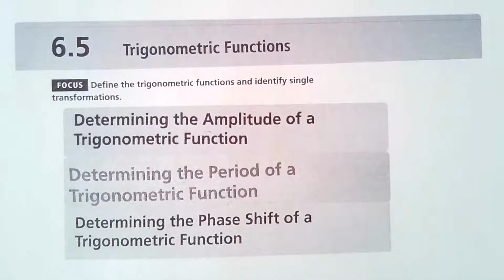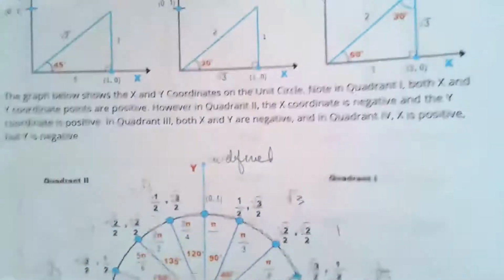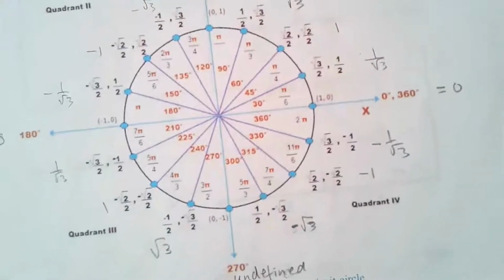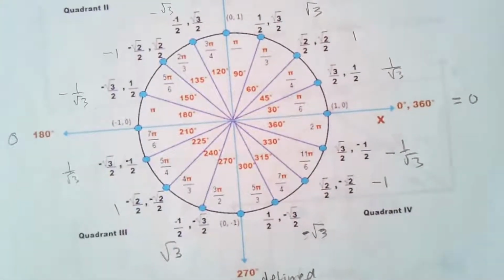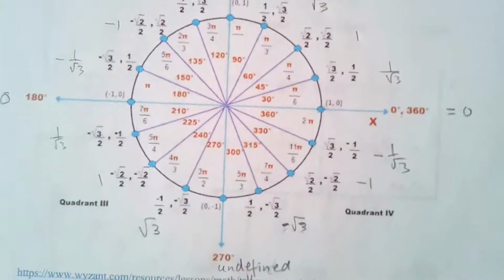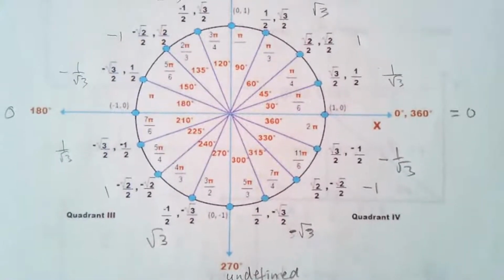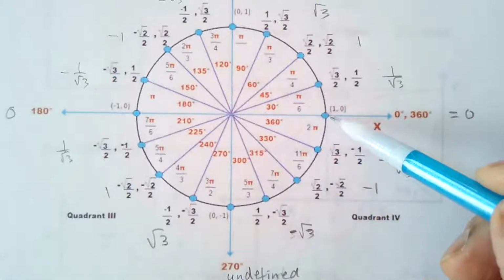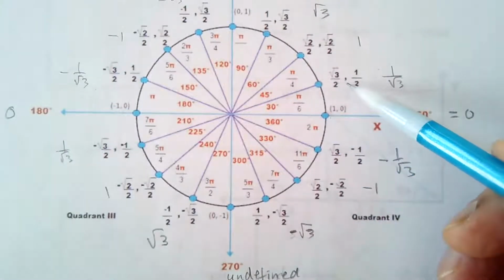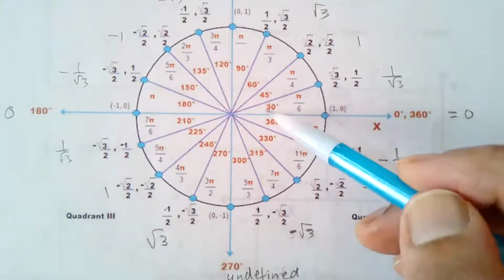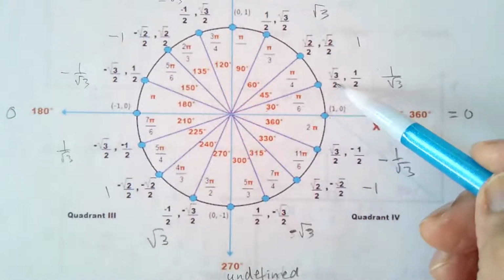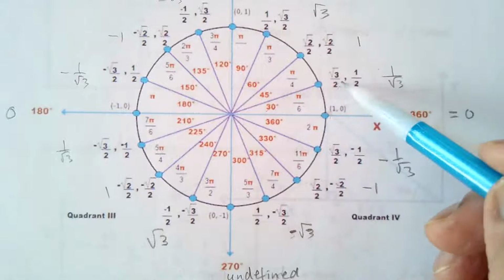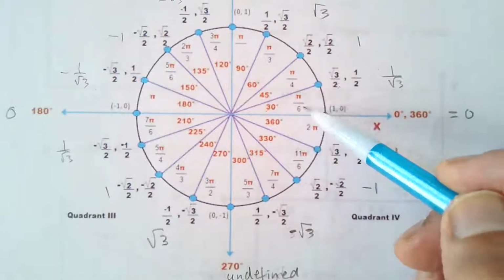Just a background. In the previous lessons, we looked at the unit circle. So we'll be utilizing the unit circle. And remember, the unit circle, we have both degrees and radians. We said the x-coordinate would refer to the cos. So the cos of 30 degrees, or pi over 6, is root 3 over 2. The sine of 30 degrees, or pi over 6, is a half.